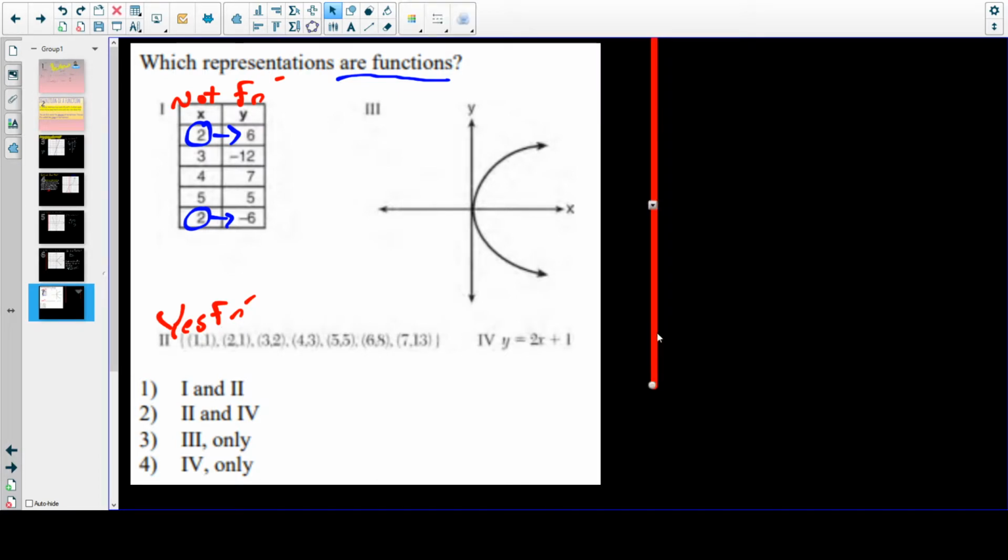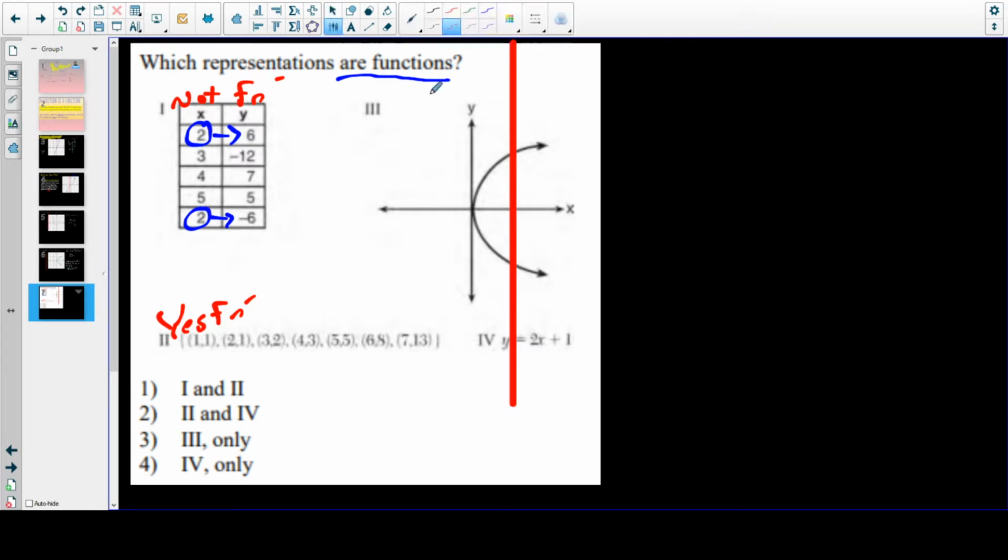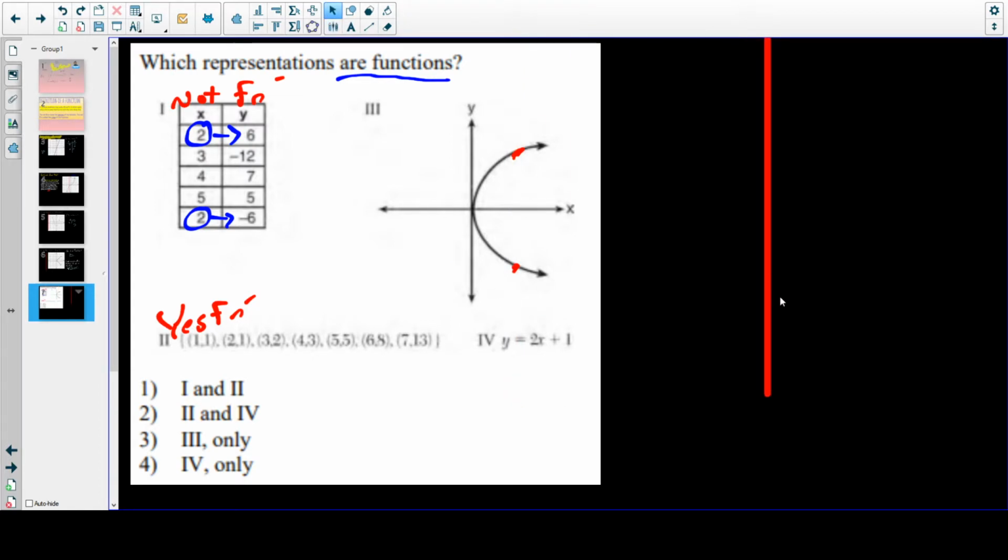So, let's move this forward. If I move this through, I can see that this touches the graph in 2 places, right there and there. So is this a function? No, this is not a function. So the last one we have to check is number 4.